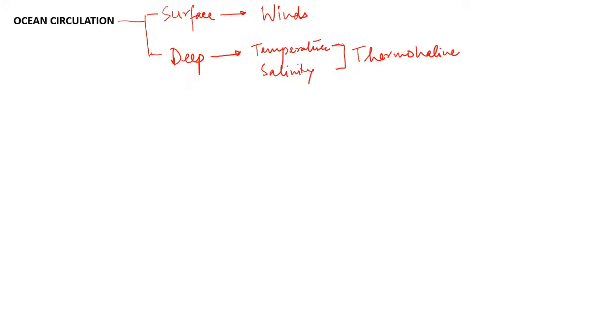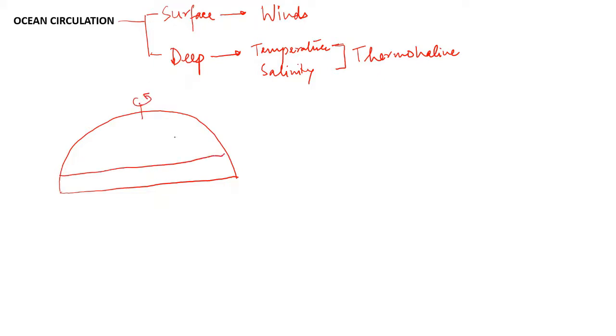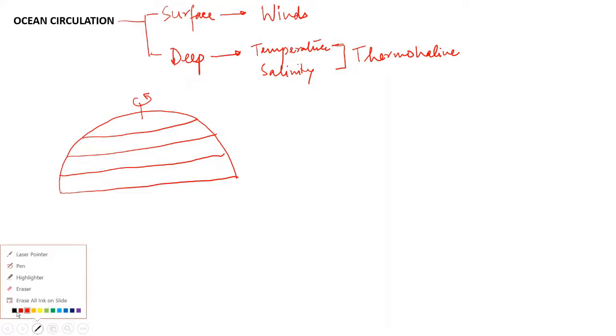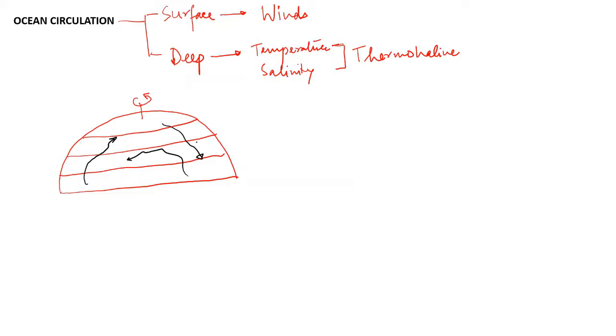Also, you should remember that the surface circulation, if this is the northern hemisphere, since it is operated by the winds, the surface ocean currents may flow across the latitudes. Okay. So this is the surface ocean circulation.